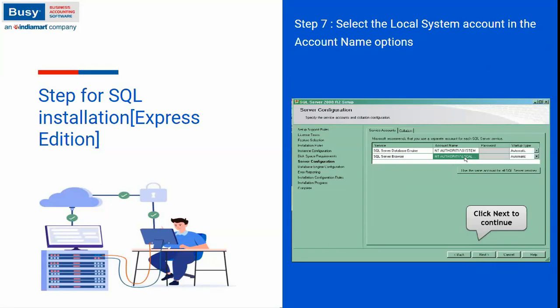In case of SQL Server Browser, you have to select the local system. That means you will find an option called NT AUTHORITY\LOCAL SERVICE. You have to select this. Okay, and then you can click here. You will find another option, startup type. If it remains disabled, then you have to select automatic. Okay, if you select manual, then you can select automatic from this drop down button, and then you click on this next button to proceed.